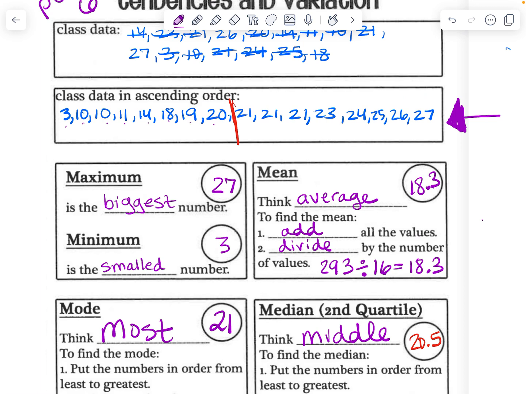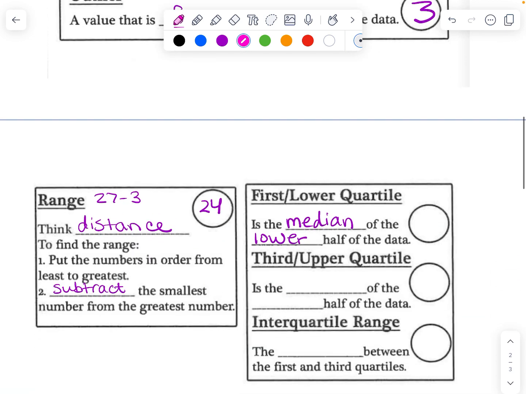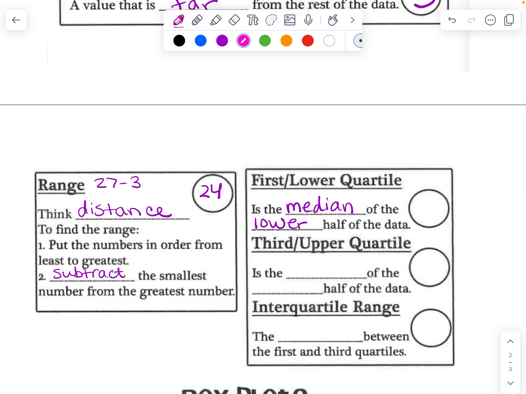So of course, if we have an even number of numbers, we're going to have 2 numbers in the middle. Remember that median means middle. So we want to find the average of the 2 numbers in the middle. Now, if you had an odd number of numbers, you would just use the middle number. So we want to find the average of 11 and 14. So we're going to add those together to get 25. Divide that by 2 to get 12 and a half. So the median of my lower half, or my first quartile, is 12 and a half.